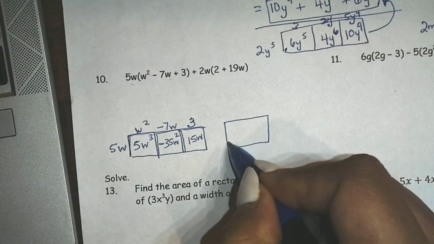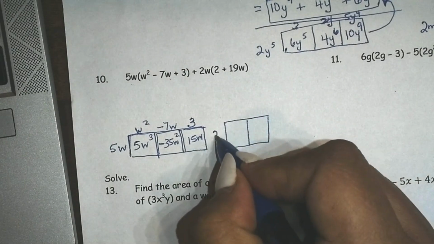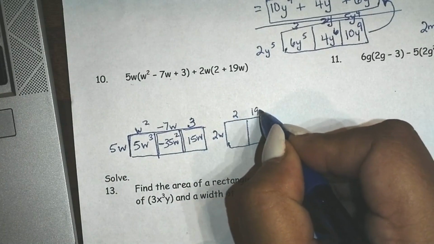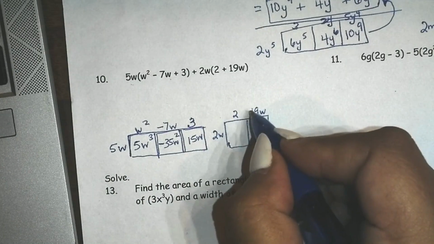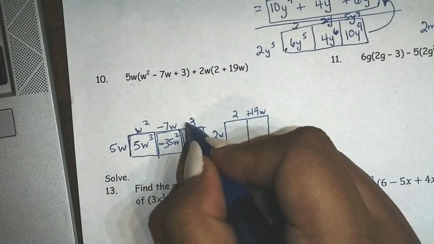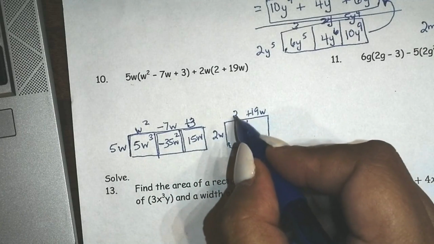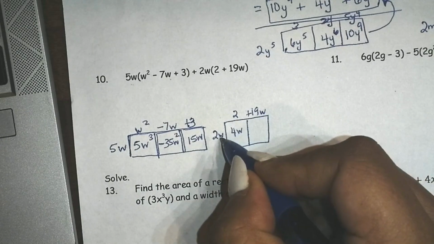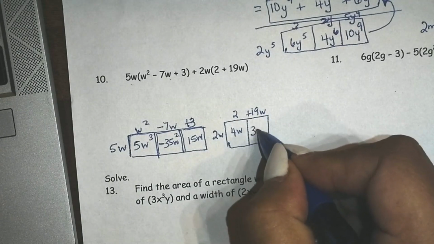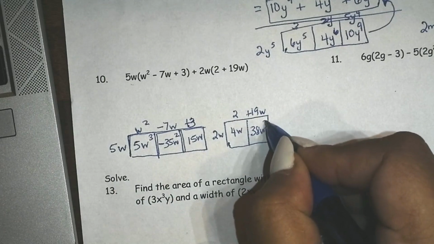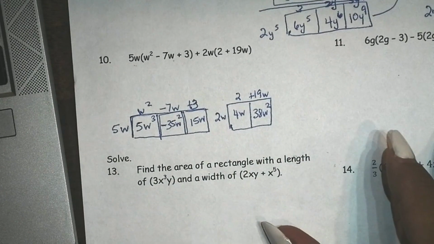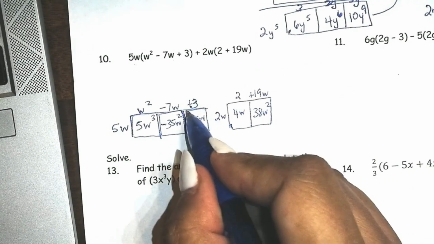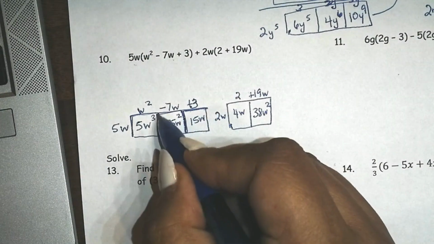Now we have a second box here, and this is going to be a 1 by 2 with 2W on the outside, 2 plus 19W on the top. Now, let's go ahead and look at this. We got 2 times 2W, which is 4W. And then we got 19W times 2W, which is 38W squared.